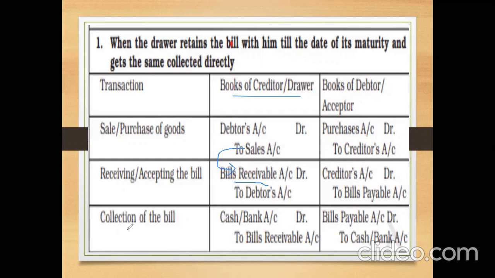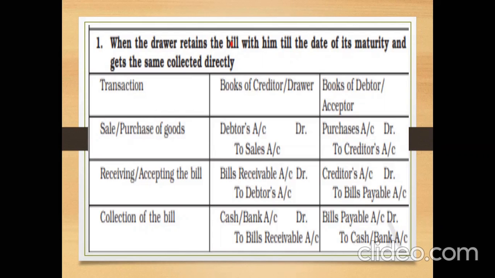And on the date of maturity, the bill is collected. That means the bill is honored. So in the books of drawer, cash comes in, that is why cash account is debited to bills receivable account. Next is the books of drawee, or the person who is accepting to pay the bill on time. So in his books there will be purchase.